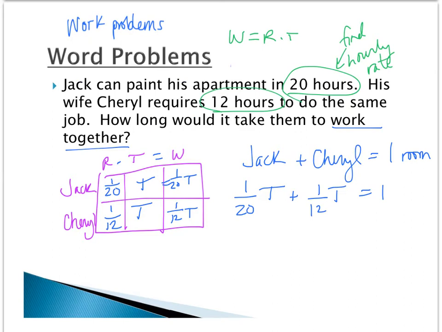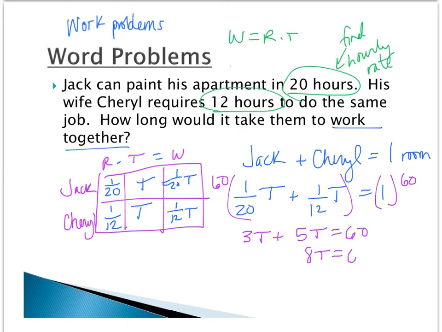At this point, I find the LCD of the problem, which is 60, and I multiply both sides by 60. Don't forget to multiply on the right. That is a common mistake many people make. This leaves us with 3T plus 5T equals 60. And by dividing by 8, we find out that our final answer is 15/2 hours.